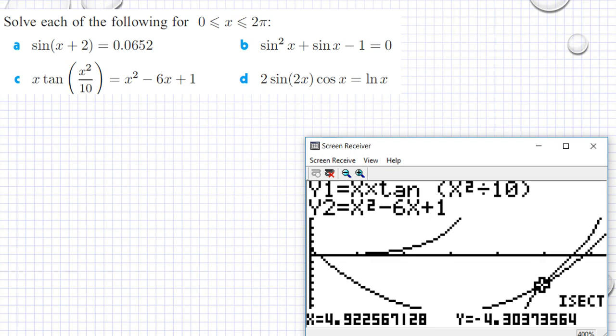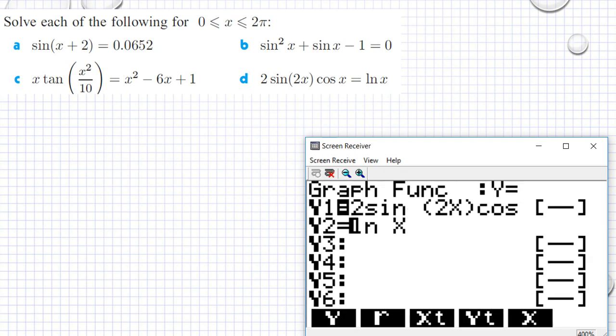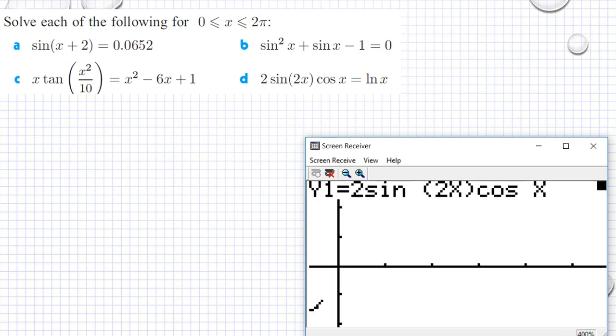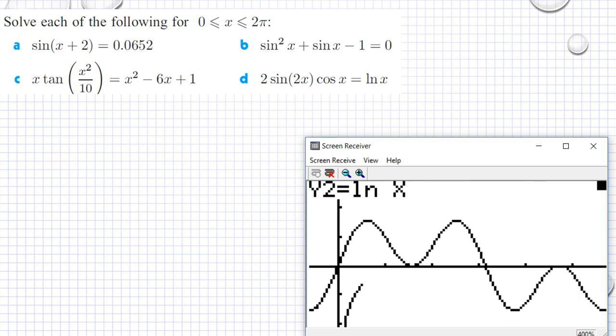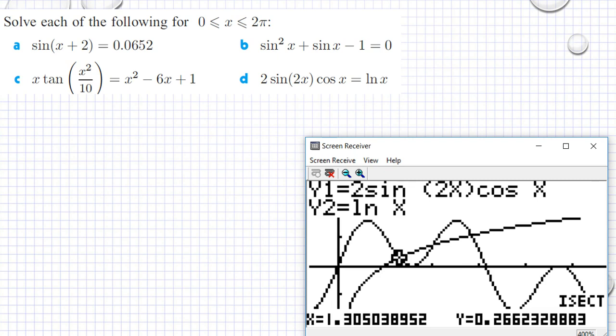Okay, and then the last one, D. There you go: 2 sine 2x cosine x is equal to ln of x. Let's see, draw. It should look like this. As you can see, there are 3 points of intersection. The first one is when x is 1.31, the second one is when x is 2.03, and the third one is when x is equal to 2.85.